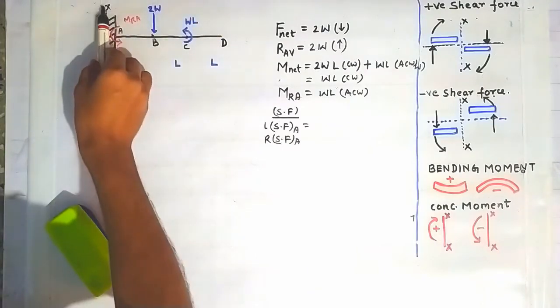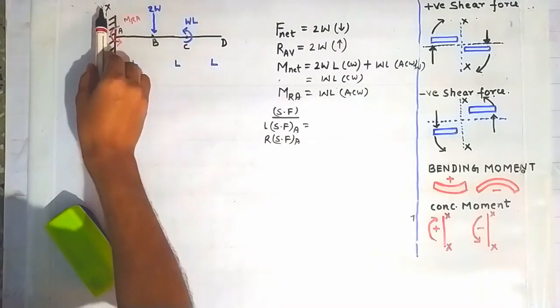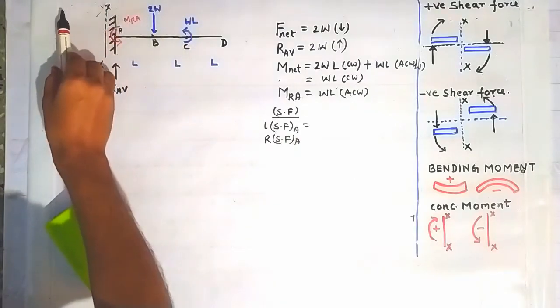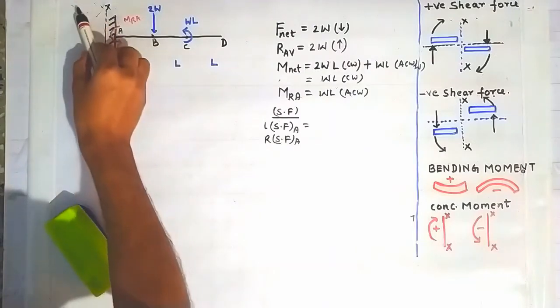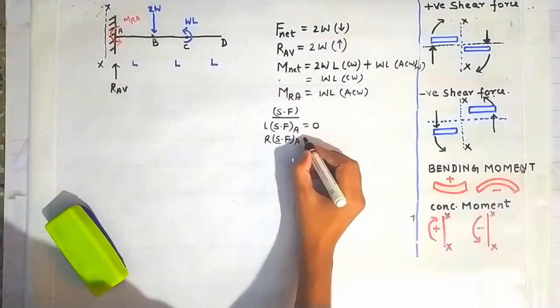So we will take the left of the section. You can take the right of the section also, but here for simplicity I am taking the left of the section. On the left of this section there is no load acting. That's why the shear force on the left of the section is 0.